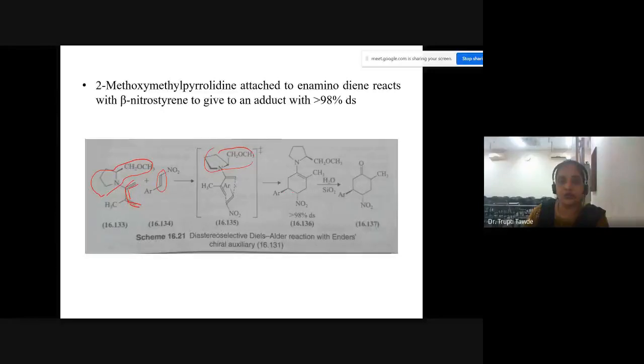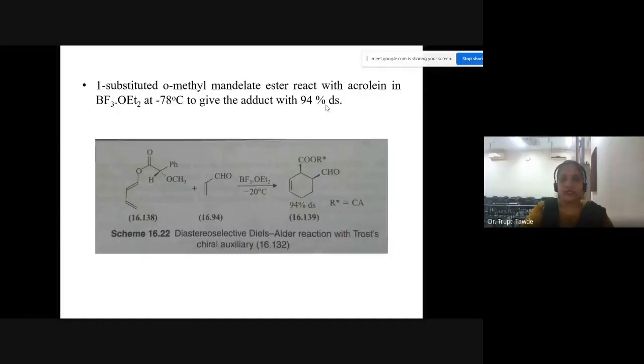Here, look at the stereochemistry. This R group, sorry, aromatic group and nitro group, their stereochemistry has been set here, and that is completely decided by this auxiliary. Once I get my selectivity, I will remove this auxiliary, so I will get my expected product. Here I'm getting the product with 98% of diastereo selectivity, and therefore we are going to call this asymmetric Diels-Alder reaction. Understood?